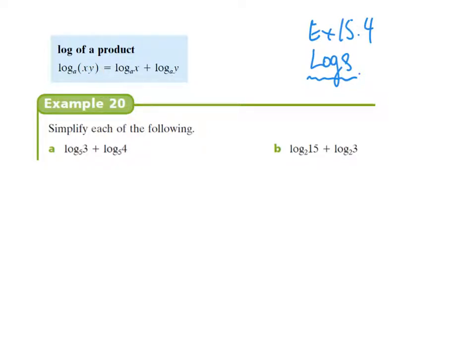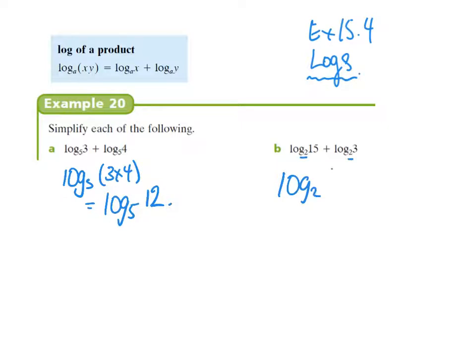So for part A, we have this one here. We leave the base alone and we just times 3 by 4. So that one's the same as log base 5 of 12. Next one, part B, we do have the same bases, so we can do the product of these ones, 15 times 3, which is log base 2, 45.